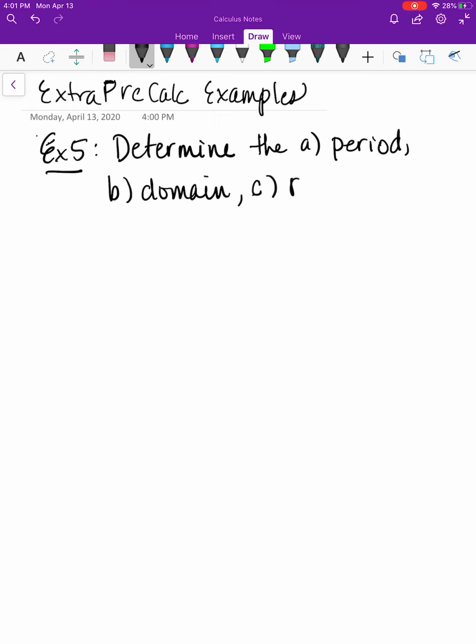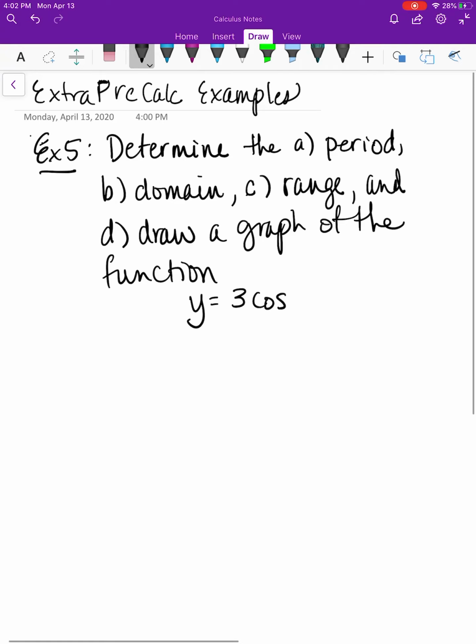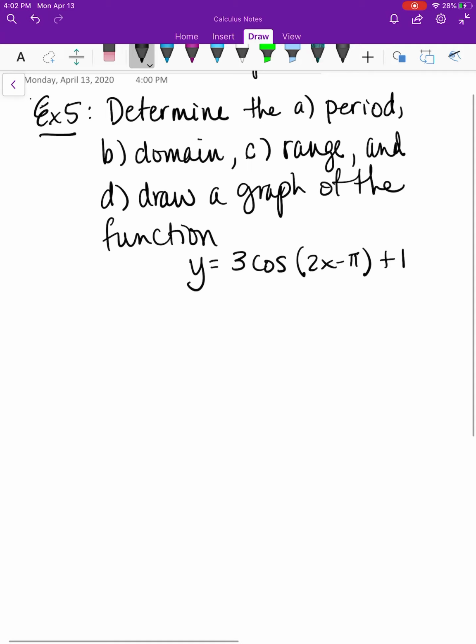Determine the A period, B domain, C range, and D, draw a graph of the function y equals 3 cosine of 2x minus pi plus 1.